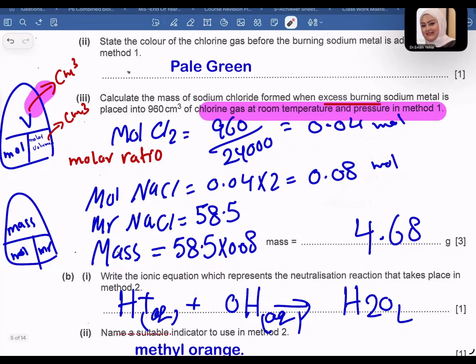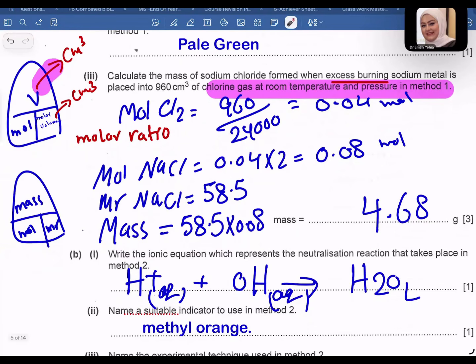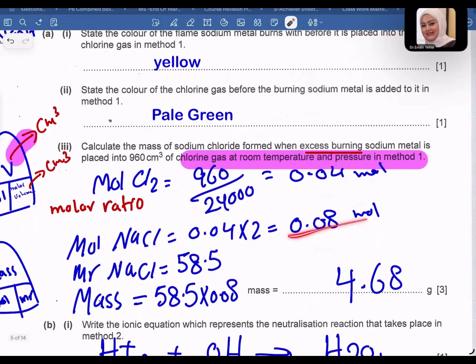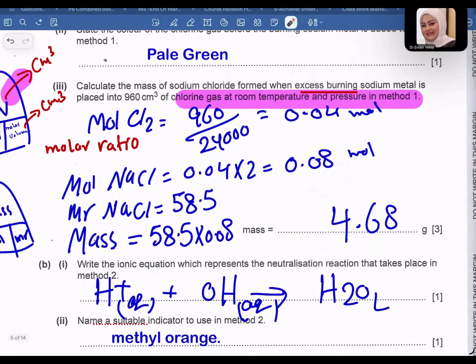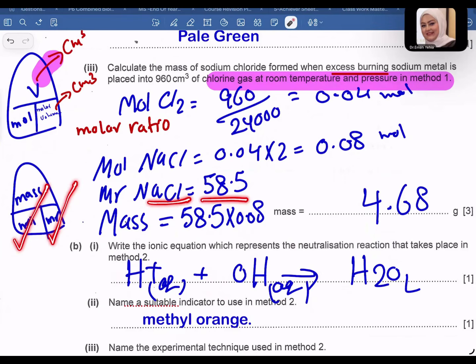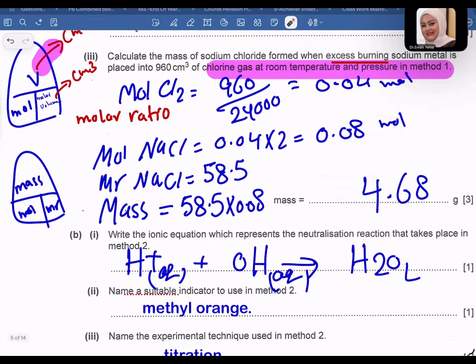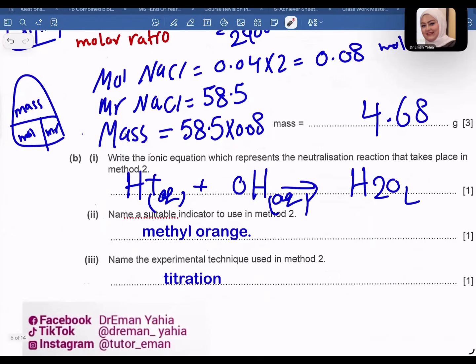And then to calculate sodium chloride, use the molar ratio from the equation, 1 to 2. So multiply this to get the number of moles of sodium chloride. Then calculate the Mr. Now you have the mole and calculate the Mr because you know the formula, which is NaCl, which is 58.5. Just the mass of sodium plus the mass of chlorine from the periodic table, 1 sodium and 1 chlorine. To calculate the mass, now mass is mole multiplied by its Mr, which is going to be 4.68.